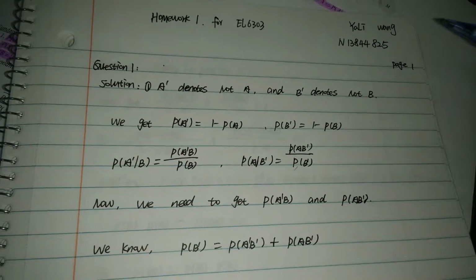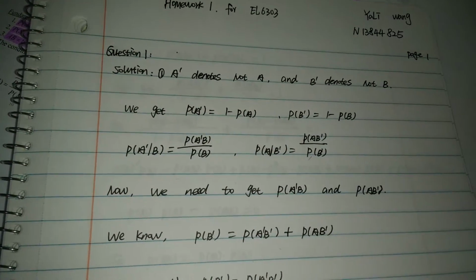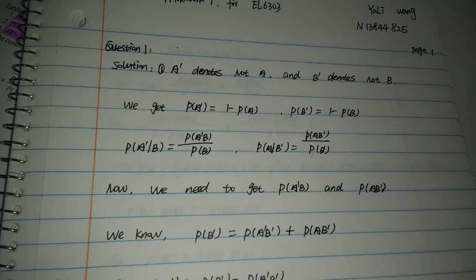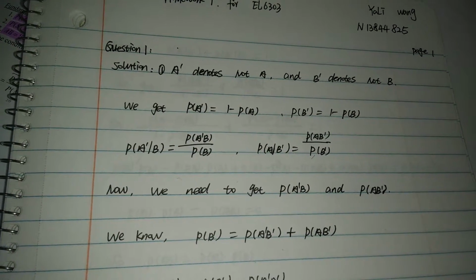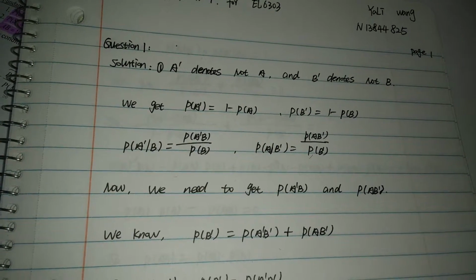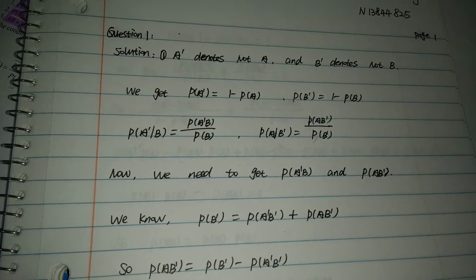This video is for question 1 of homework 1. For this question, I have to prove that the probability of A given B naught plus the probability of A naught given B equals 1 if and only if A, B are independent. Now I begin to prove from left to right.